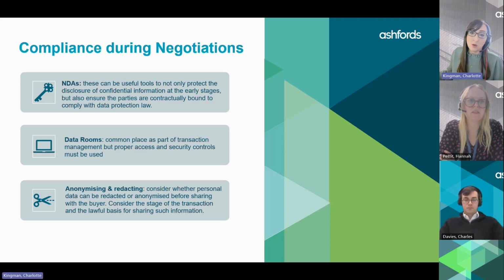Data rooms. Usually one party will set up a VDR, a virtual data room, where information can be uploaded about the target business. These can contain thousands of documents and will nearly always contain personal data. That would be things like employment contracts, employee information, key contracts with suppliers or customers, mailing lists, etc. You should ensure that there's an appropriate level of security of the personal data, including protections against hacking and otherwise.